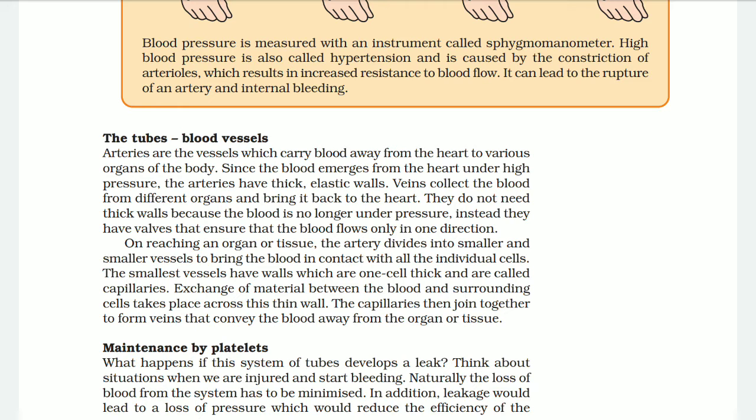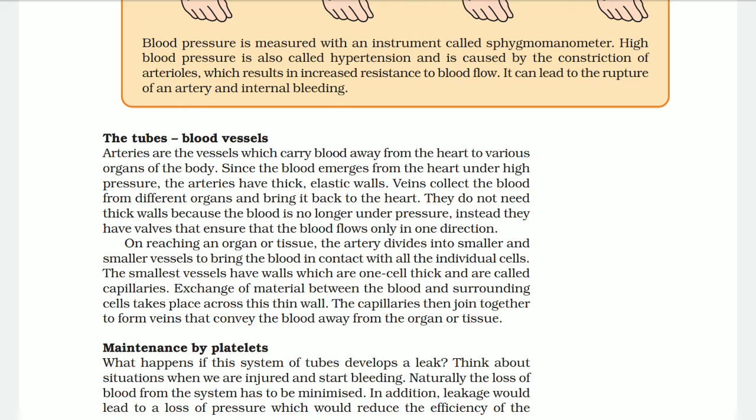Veins collect the blood from different organs and bring it back to the heart. They do not need a thick wall because the blood in these is no longer under pressure. Instead, they have valves that ensure that the blood flows only in one direction.